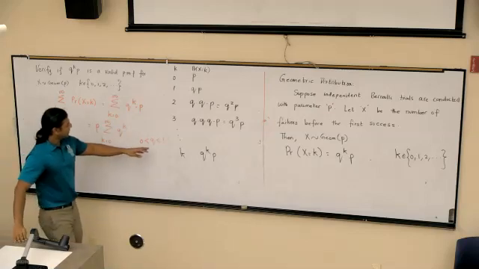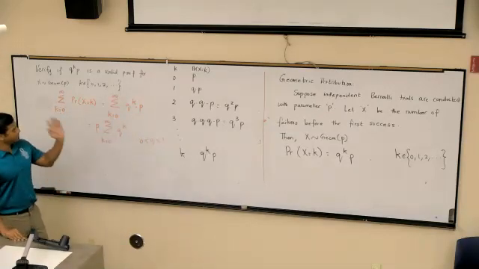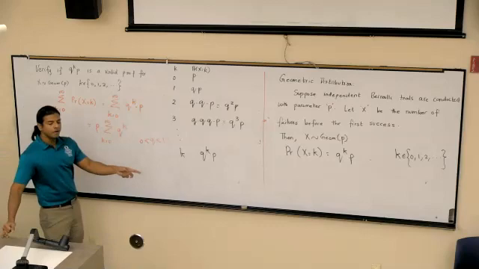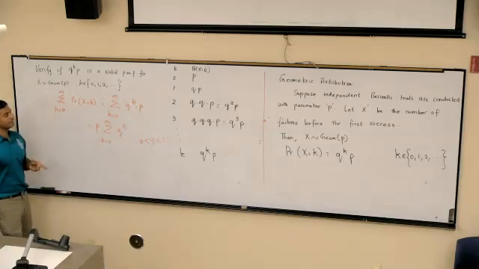If I said Q is 0, then P is 1, right? I fail all the time with probability 1. If Q is 1, then P is 0, and I succeed all the time with probability 1. Yes? Oh, is it the other way around? Okay, the other way around.